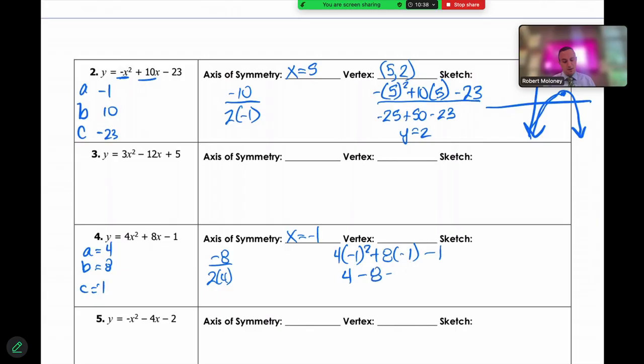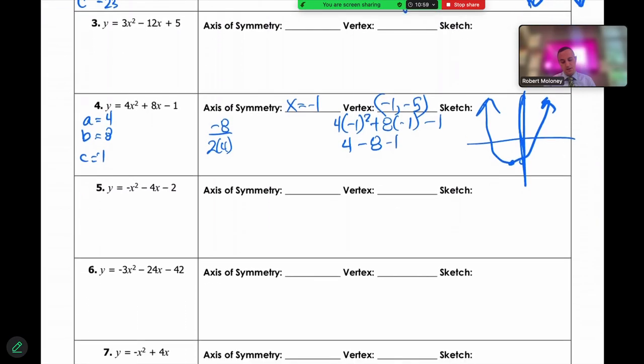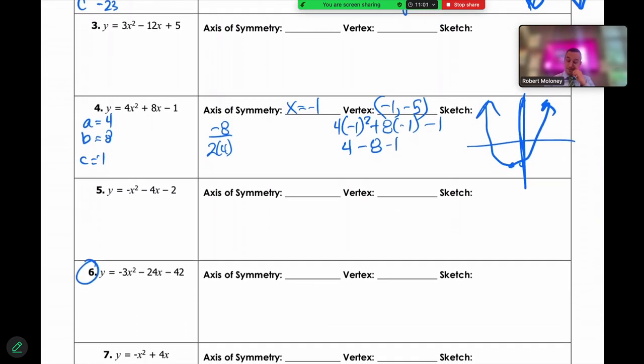Minus 8 minus 1. So 4 minus 8 is negative 4, minus 1 is negative 5. So I get negative 1, negative 5 as my vertex. And I can graph that. Okay, so I'm going to go now left 1, down 5, somewhere right over here. Looking back, a is positive, so it's going to go up. Okay, all right. Pause the video and try number 6 for me.